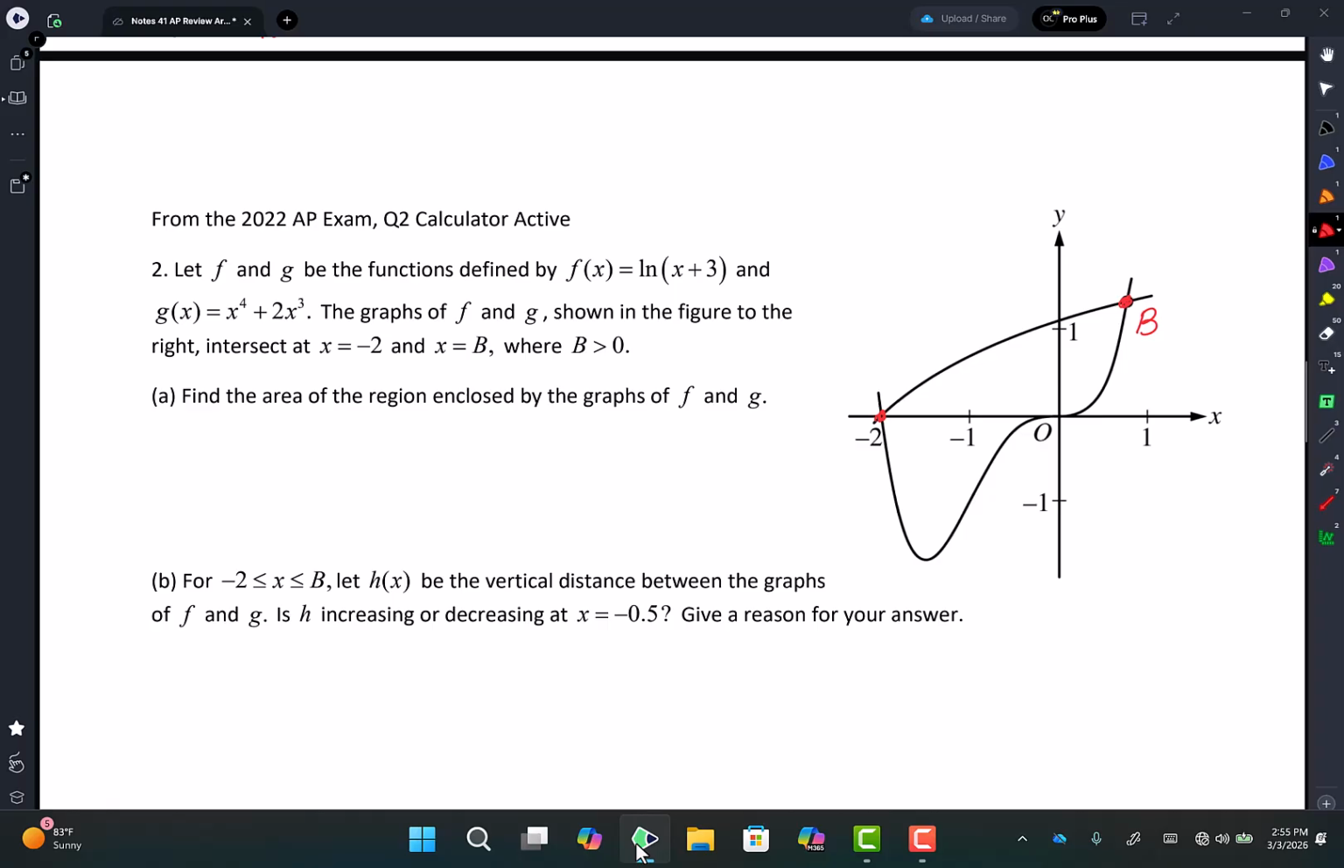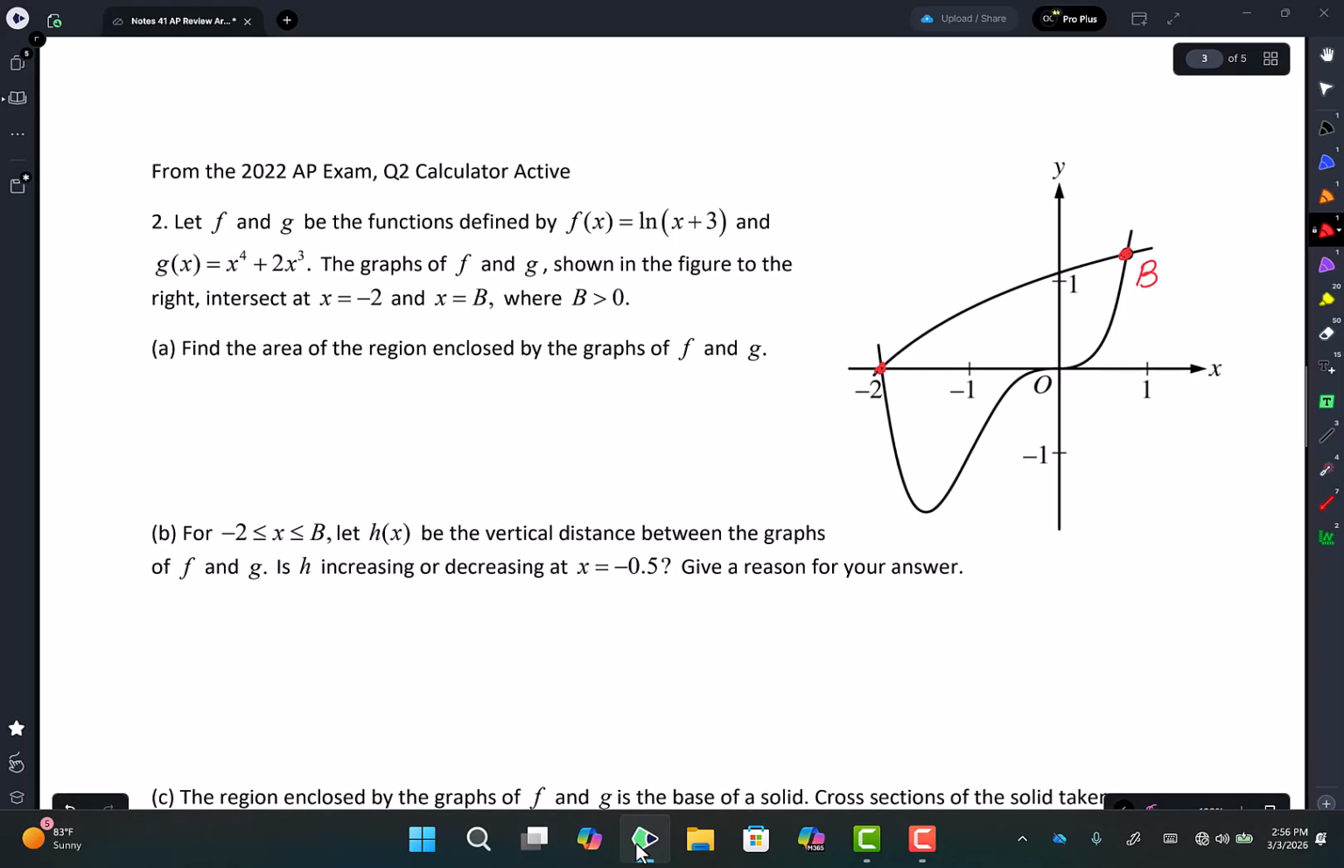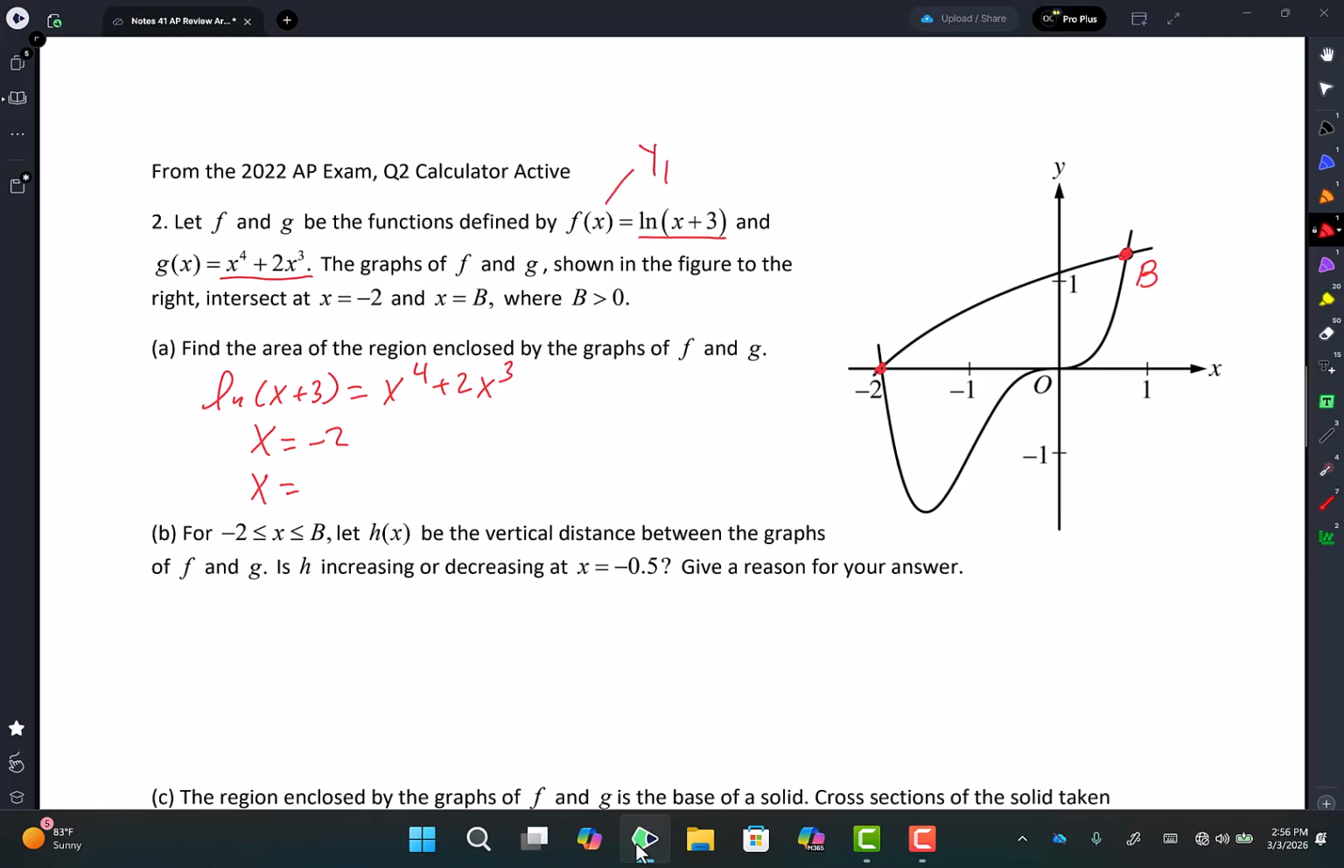So the first thing you should do, what I would do, I would say this expression equals this expression. So I would go ln of x plus 3 equals x to the fourth plus 2x cubed. That's what I would show first. That's how I'm finding my intersections, right? And I know one of the intersections is x equals -2, so I would say x equals -2 like that. And then the other one, I'm going to write x equals, I don't know what the other one is. I'm going to type this into y1 and this into y2, but do not write y1 and y2 on the paper, guys. What's up?